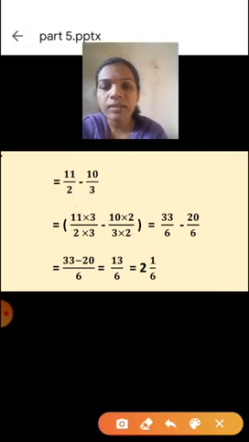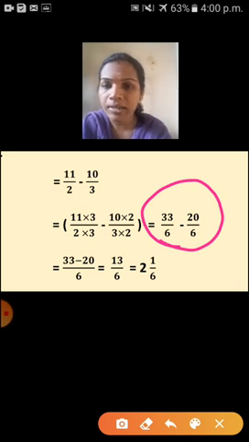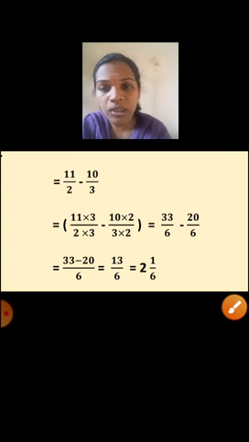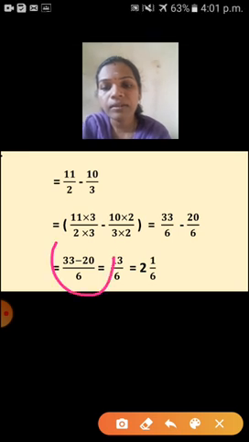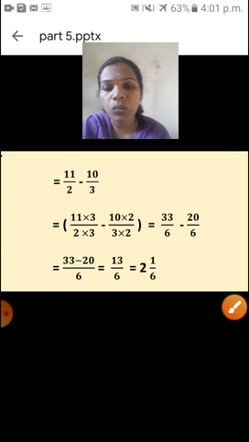So children, see here, now you got a like fraction. 33 upon 6 minus 20 upon 6. So hereafter it is so easy to subtract, isn't it? Here you got a like fraction. So what you have to do, next step, denominator you don't change, only numerator you have to subtract. So 33 minus 20 upon 6. That means your answer is what?